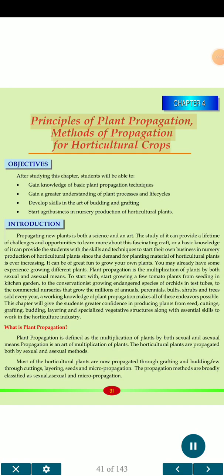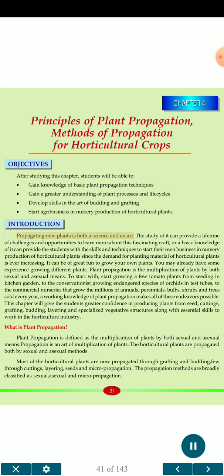31. Principles of plant propagation, methods of propagation for horticultural crops. Objectives. After studying this chapter, students will be able to gain knowledge of basic plant propagation techniques, gain a greater understanding of plant processes and life cycles, develop skills in the art of budding and grafting, and start agribusiness in nursery production of horticultural plants.